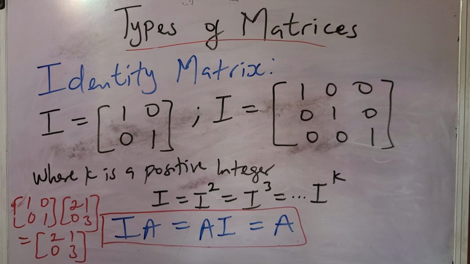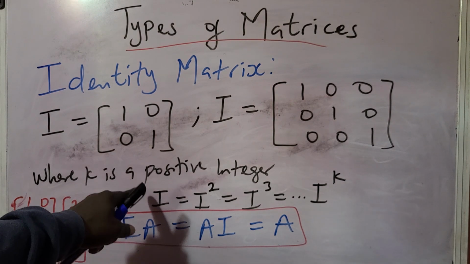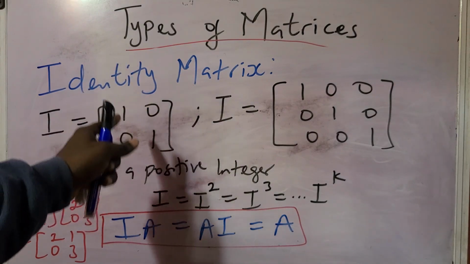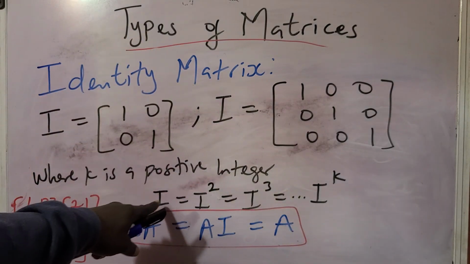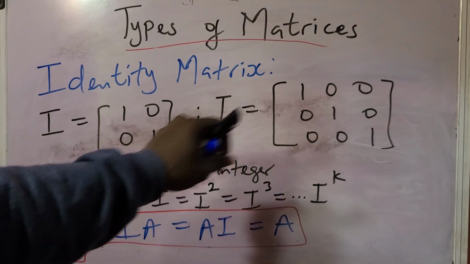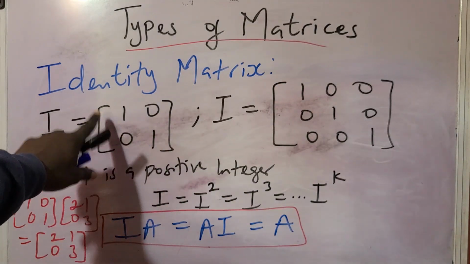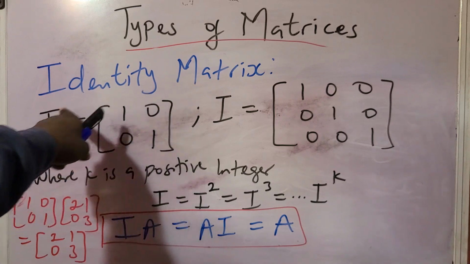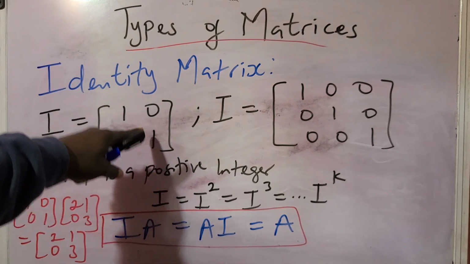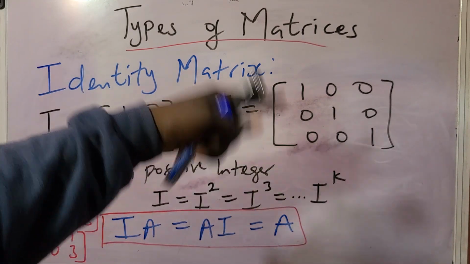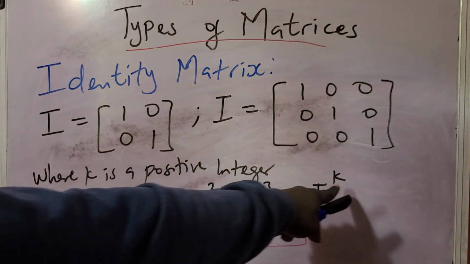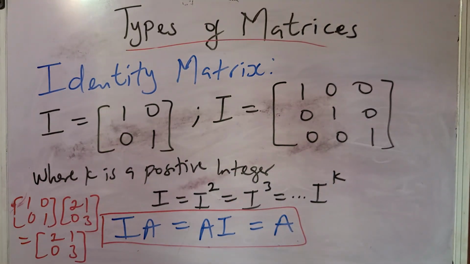Now, another quality of the identity matrix is that when you square it or raise it to the power of 3 or any power, it's always going to give the same answer. That means I to the power k is the same thing as if you squared I, the same thing as if you cubed I, to any power. It's always going to give you I, as long as k right here is a positive integer.